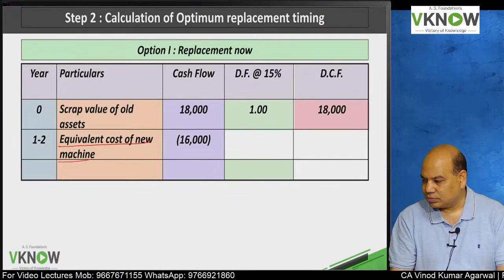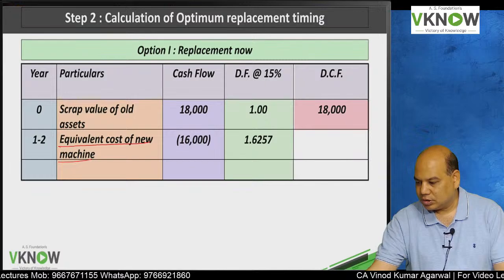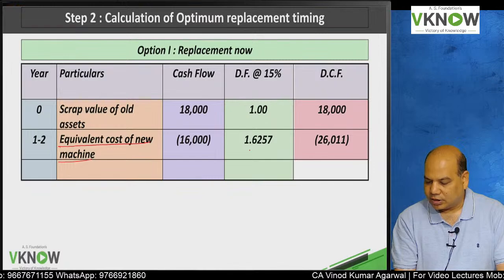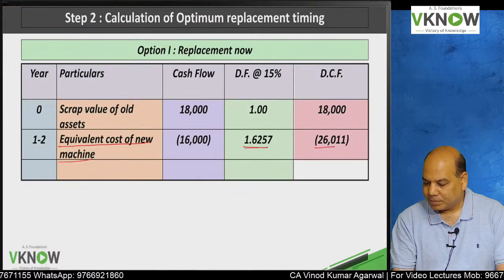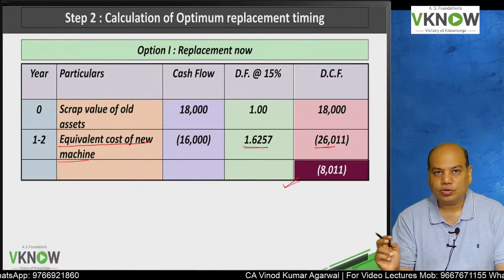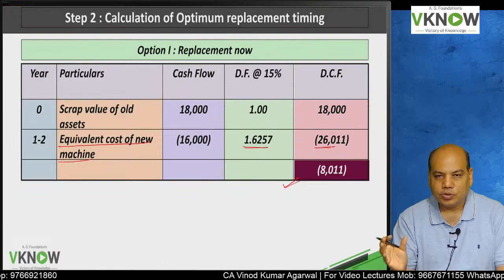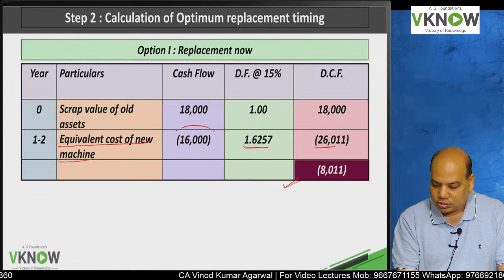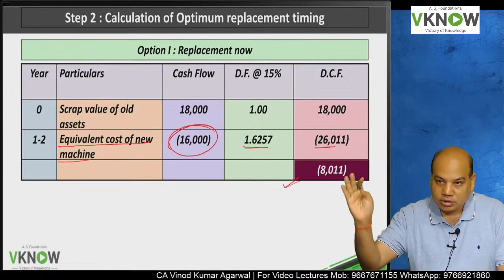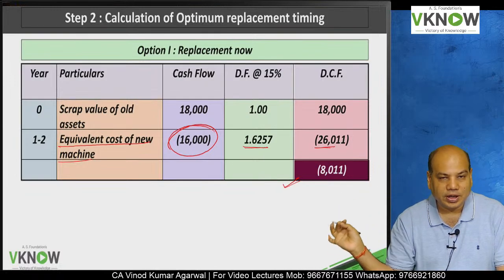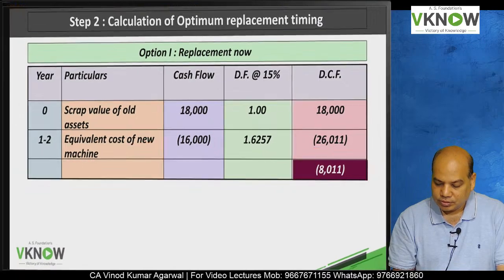Anybody? Present value? Please reply. If you don't reply, how will I understand? So factor is 1.6257, present value 26,011. So my PV of cash outflow of first 2 years would be 8,011, because from third year onward, till infinite period, you are going to incur 16,000 rupees per annum. Is it right?